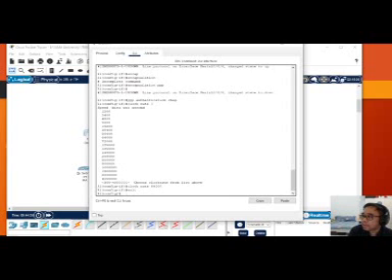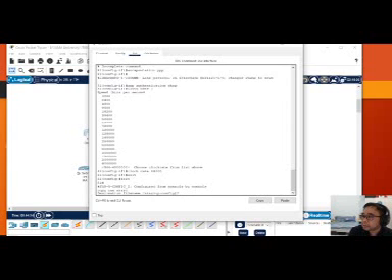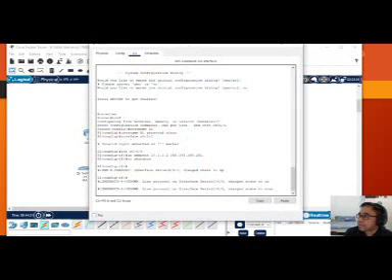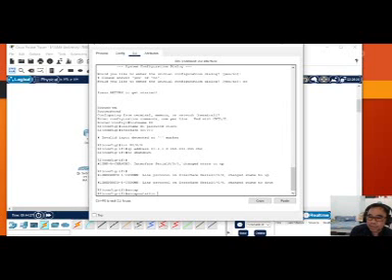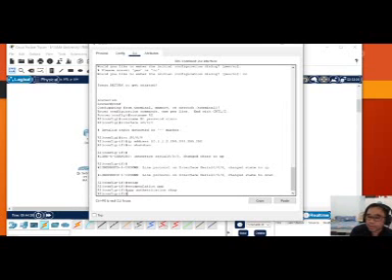Save. Let's set the other one. Encapsulation PPP. Let's set the authentication, PPP authentication CHAP. Clock rate, we set the clock rate 26400.